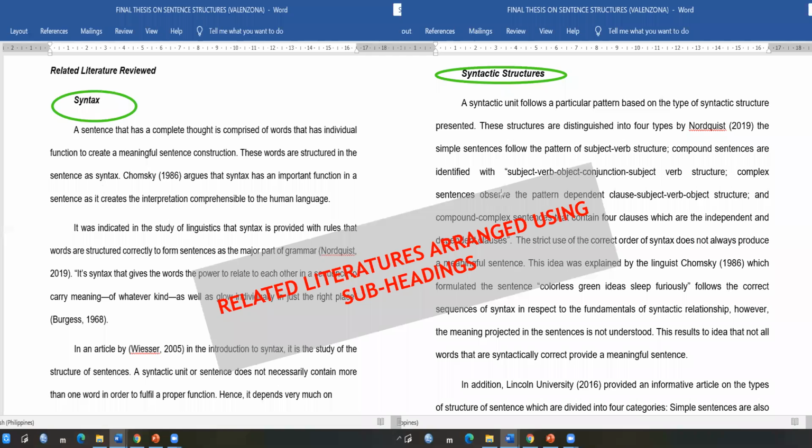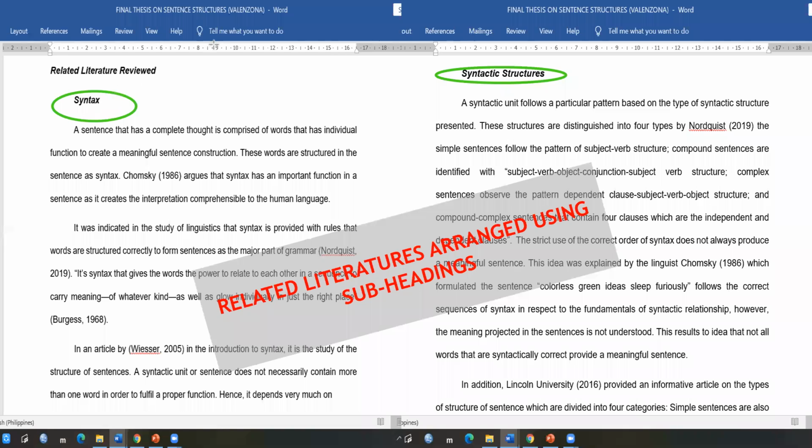And on the second page, the theme here is syntactic structures. So this is the subheading that generalizes or sums up the overall idea of these paragraphs. It is an advantage, especially when you go to oral defense. This will help you to easily locate what you mentioned, what you want to emphasize. So you can use subheadings.